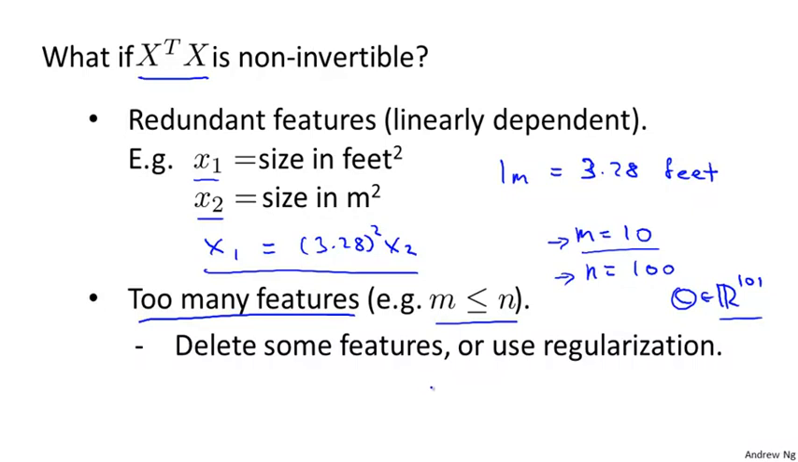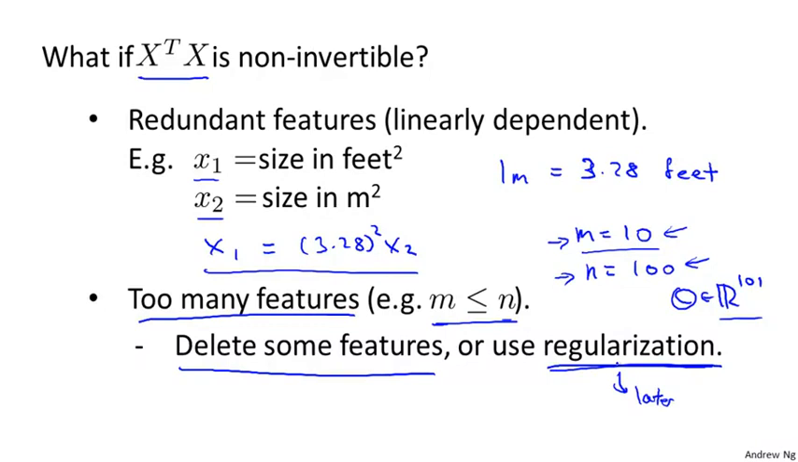But commonly what we do then, if m is less than n, is to see if we can either delete some features or use a technique called regularization, which we'll talk about later in this course as well. That will let you fit a lot of parameters, use a lot of features, even if you have a relatively small training set. But this regularization will be a later topic in this course.